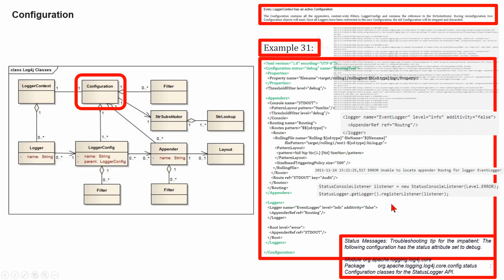Now we are considering status messages. Troubleshooting tip: for the impact, the following configuration has the status attribute set to debug. The package org.apache.logging.log4j.core.config.status in module org.apache.logging.log4j.core in the API contains the configuration classes for status loggers.